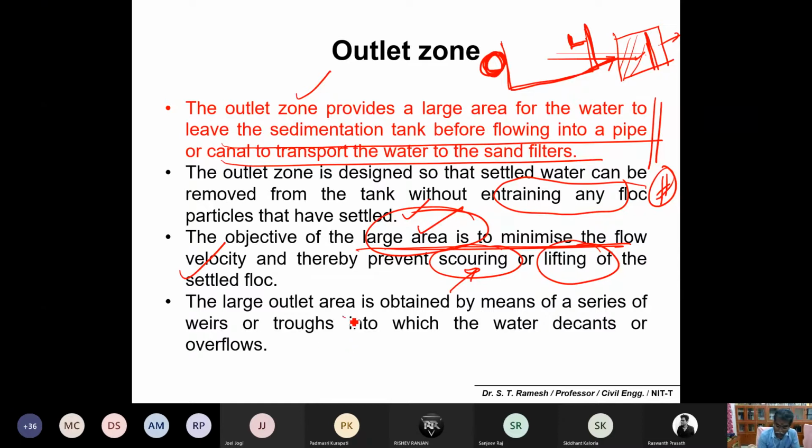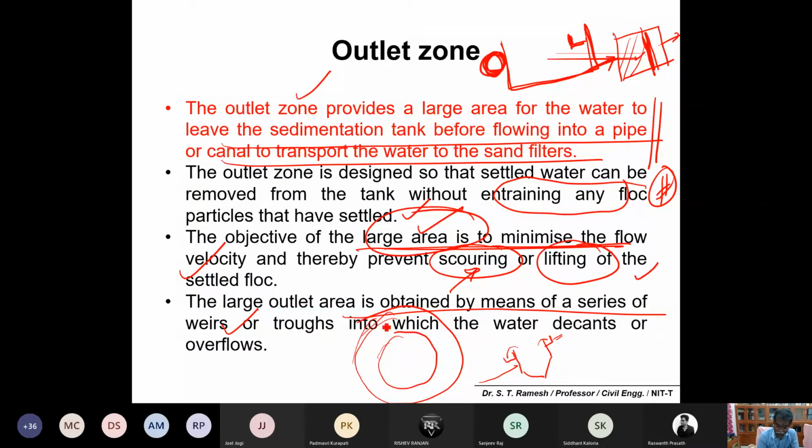Here again the larger outlet area can be provided by means of a series of V notches, I told you, a series of V notches or trough. In the case of a circular sedimentation tank, say for example a circular tank, in the section you may see it like this. This is your sedimentation tank. This is your effluent weir. Water will be collected in the weir and taken to a filtration operation.